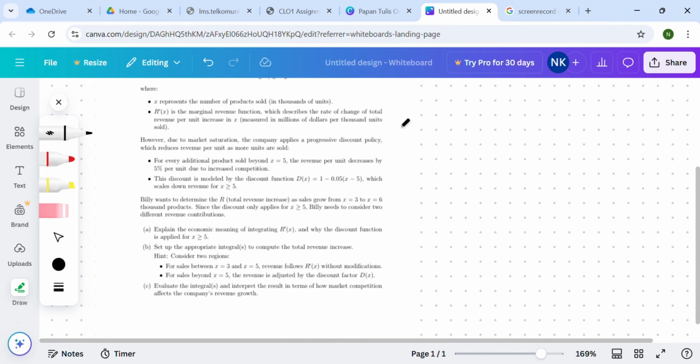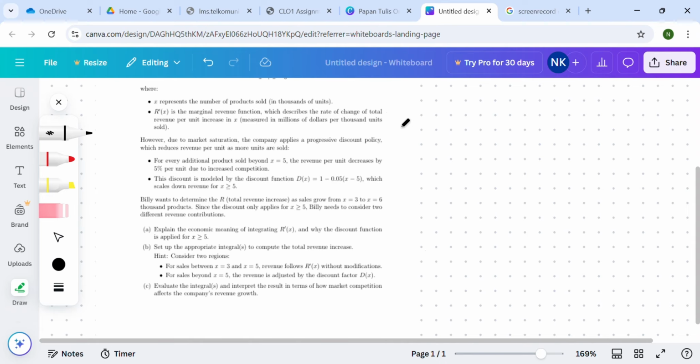However, due to market saturation, the company applies a progressive discount policy, which reduces the revenue per unit as more units are sold. For every additional product sold beyond x = 5, the revenue per unit decreases by 5% per unit due to increased competition. The discount is modeled by the discount function d(x) = 1 - 0.05(x - 5), which scales down revenue for x ≥ 5.